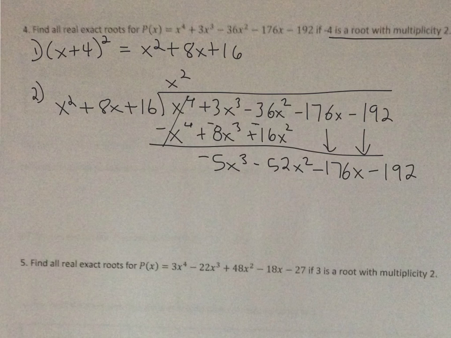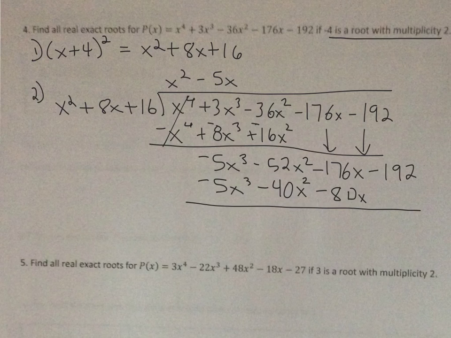-5x cubed divided by x squared is -5x. Now it's time to distribute, and you get -5x cubed minus 40x squared minus 80x. Excuse me, I lost a square here, so it should be minus 40x squared, then minus 80x. And then you're going to draw your line, change the signs. They cancel, and you have a -12x squared, and then minus 96x minus 192.